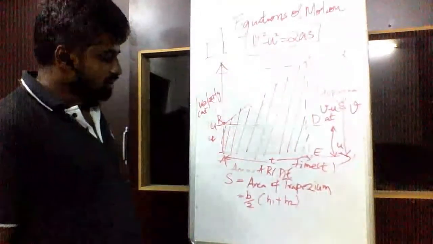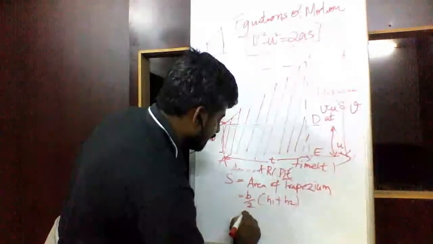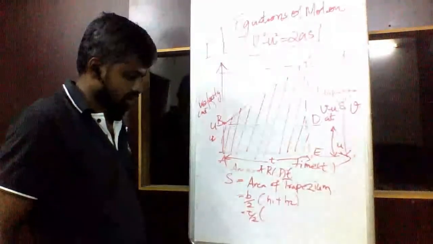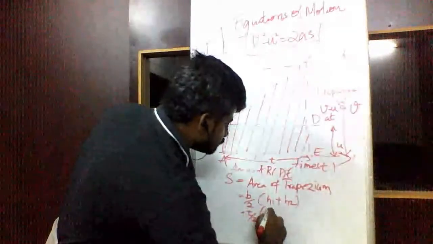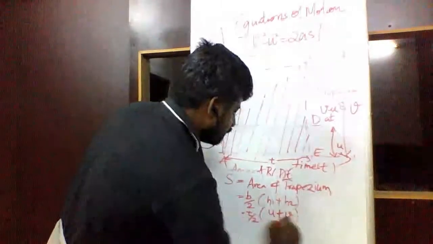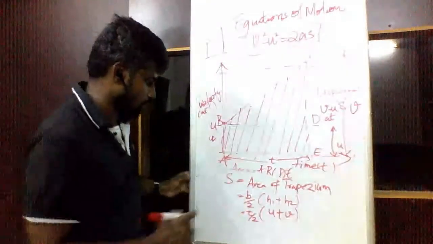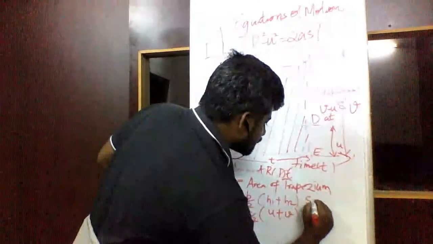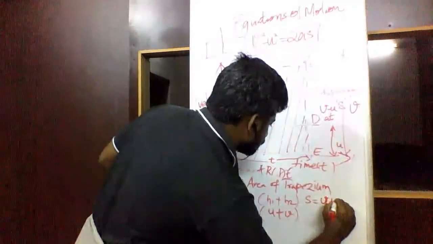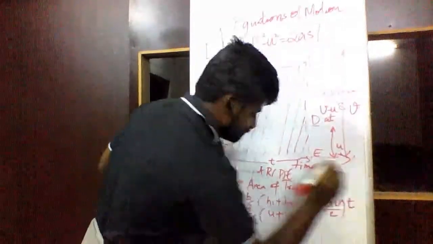What is this B? Base. What is this base? Base is already T on the x-axis. Can you see that? H1, what is H1? U. What is H2? V. Right? U plus V. So S is equal to (U plus V) divided by 2, into T.